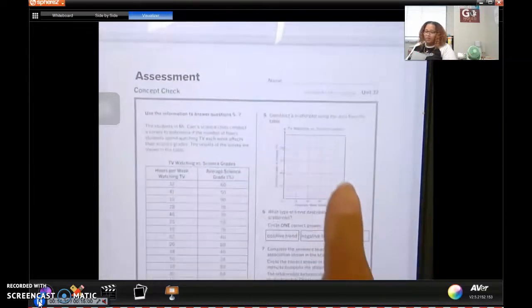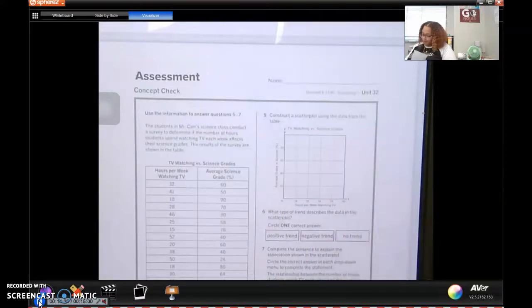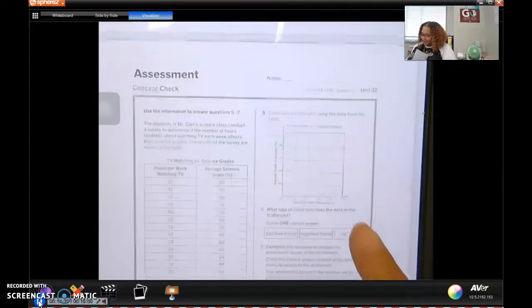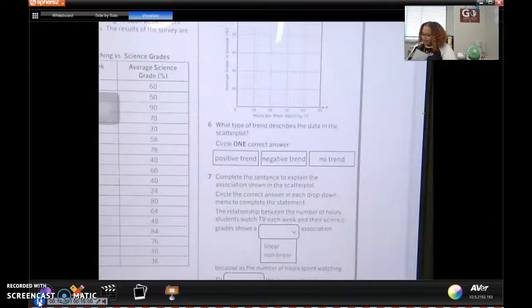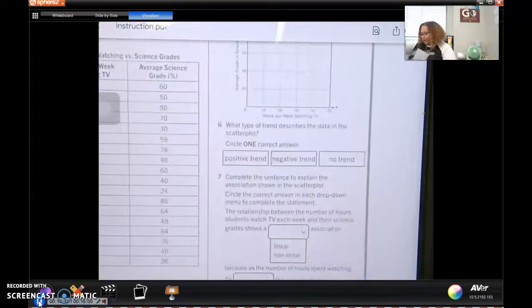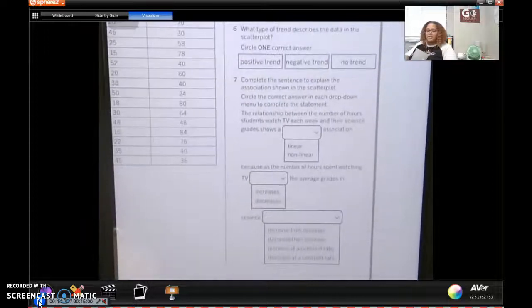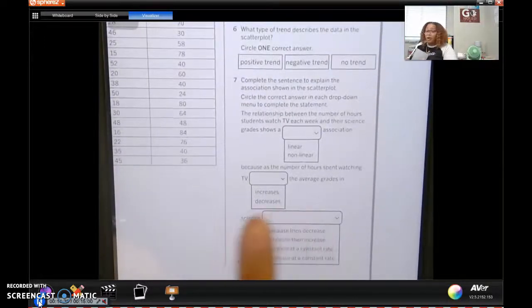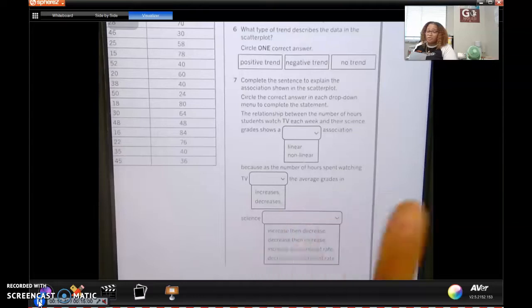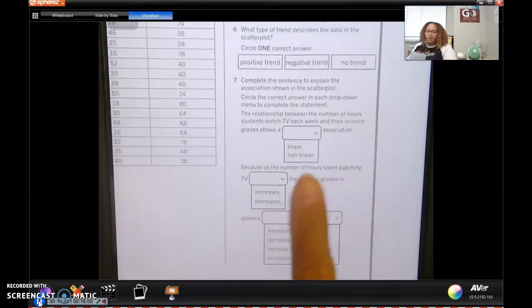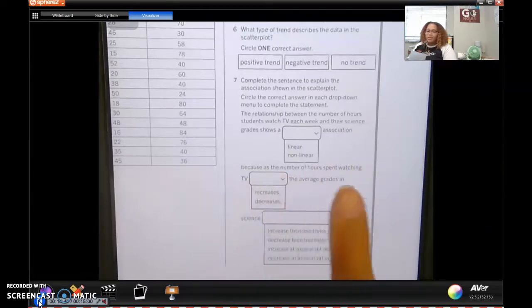Are they all going downward? Are they all going upward? Is it linear? As the number of hours spent watching TV goes up or down, what happens to our science scores? I think this is a no-brainer here. This is also a real-world situation. The more hours we spend watching TV, as that goes up, the more hours we spend on social media, as that goes up, what happens to our grades?